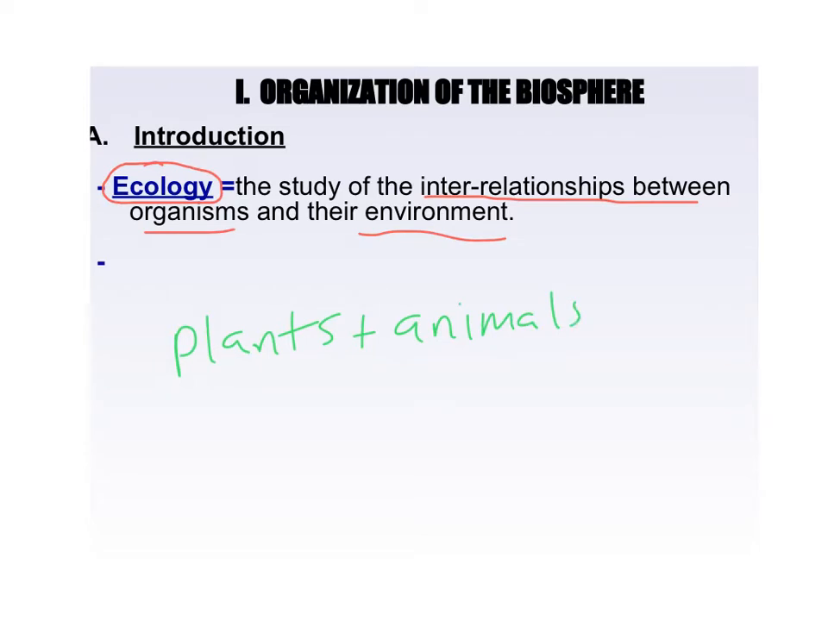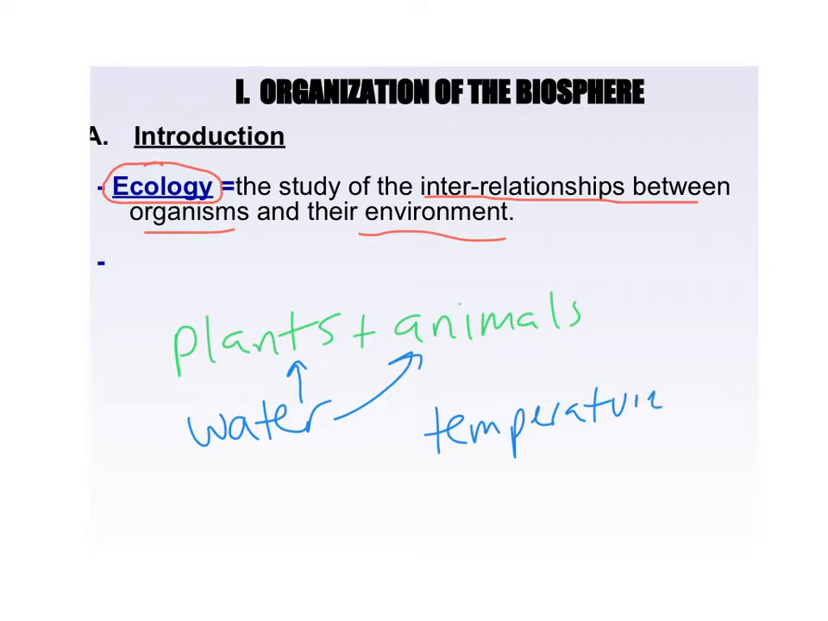So the things that will affect plants and animals, like for example, water. Water affects plants and animals because plants need water and so do animals. Let's say temperature. If it gets too hot or too cold, that will affect both plants and animals. The type of soil. If the soil is bad, plants won't be able to live, and animals that eat plants won't be able to survive.